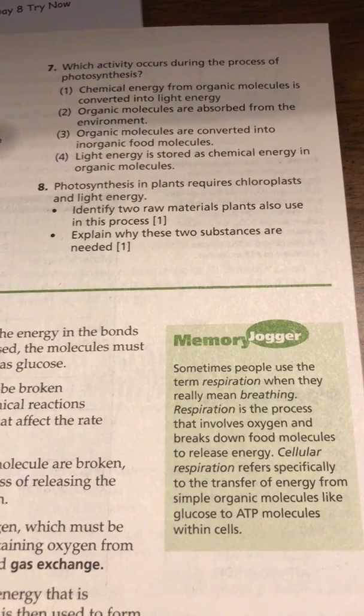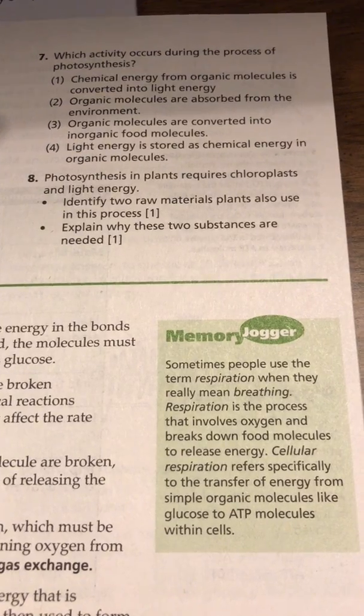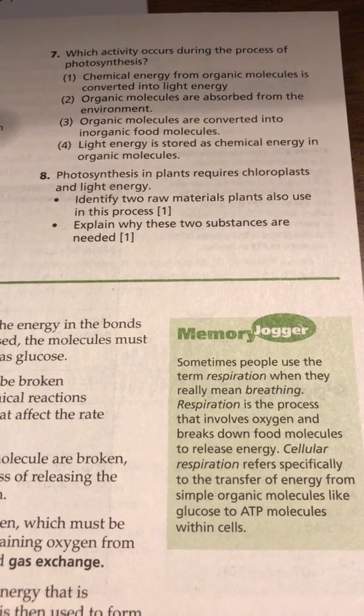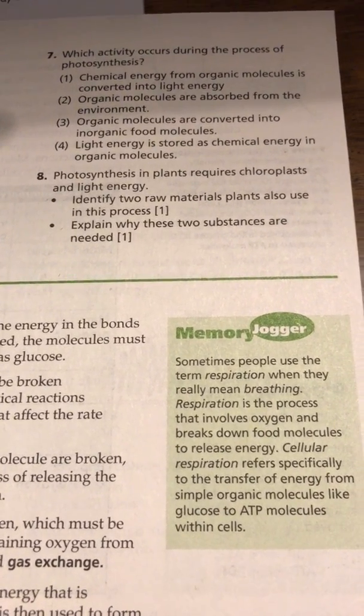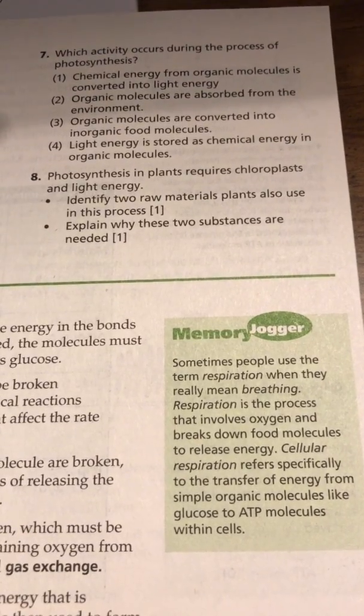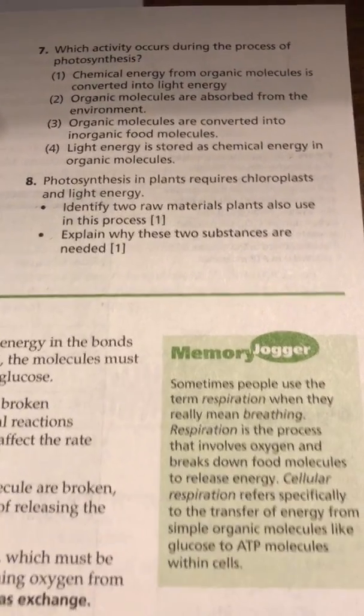Number 8. Photosynthesis in plants requires chloroplasts and light energy. Identify 2 raw materials plants also use in this process, and explain why these substances are needed.